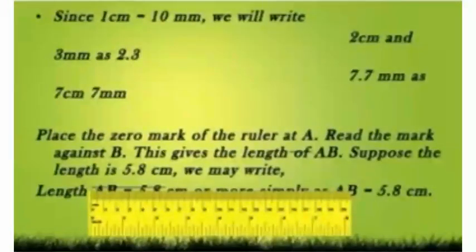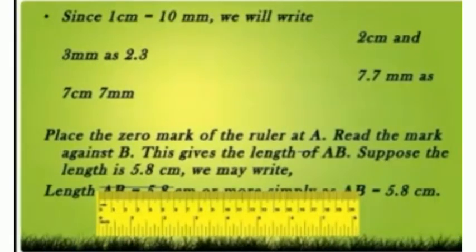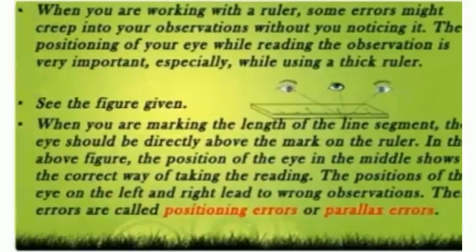Since 1 centimeter means 10 millimeter, we will write 2 centimeter and 3 millimeter as 2.3 centimeter. And second, 7 centimeter 7 millimeter as 7.7 centimeter. Place the 0 mark of the ruler at A, read the mark against B. This gives the length of AB. Suppose the length is 5.8 centimeter, we may write it so.